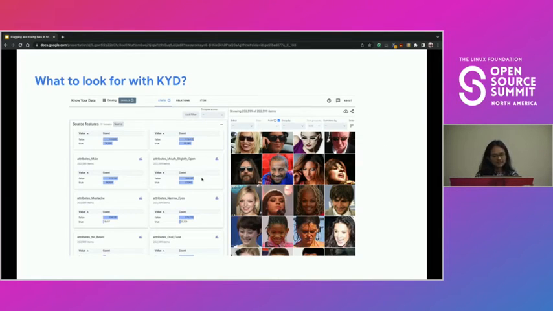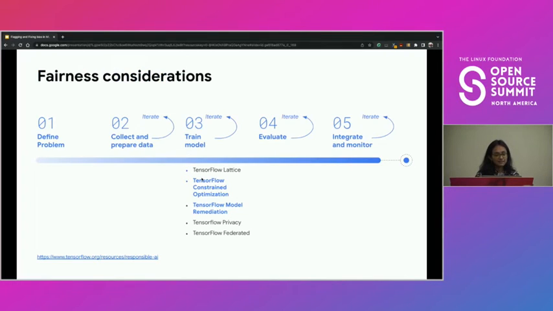So for this example, there are fewer women in the data set than men, and you can easily probe that using KYD. And yes, getting a good, fair representation in your data is very important. It's the hard part, but you can get a lot of bang for the buck if you get this process right.